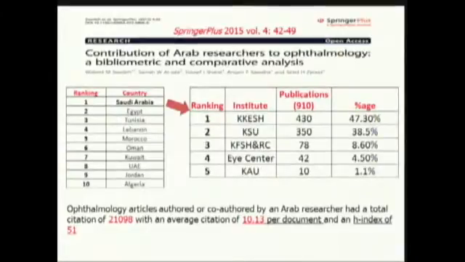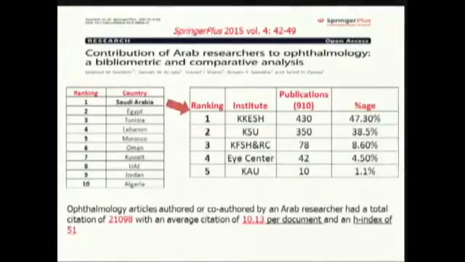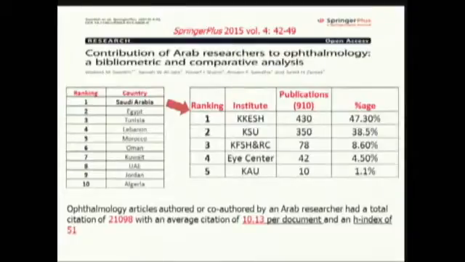KSU was number 2 with 350 publications, constituting 38.5%. King Faisal Specialist Hospital and Research Center came in third place with 78 publications. The Eye Center came with 42 publications, and King Abdulaziz University came last with 10 publications.